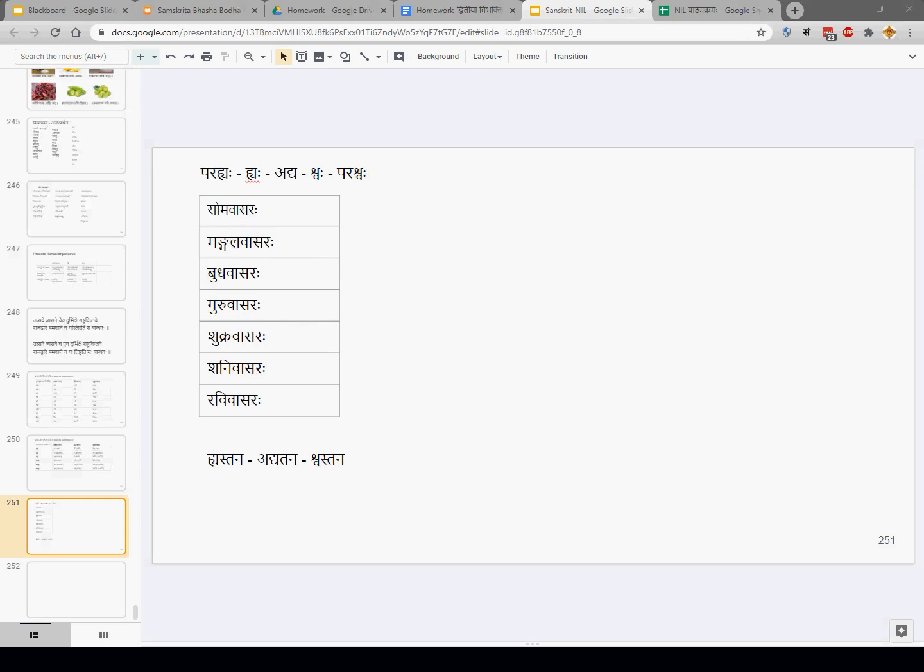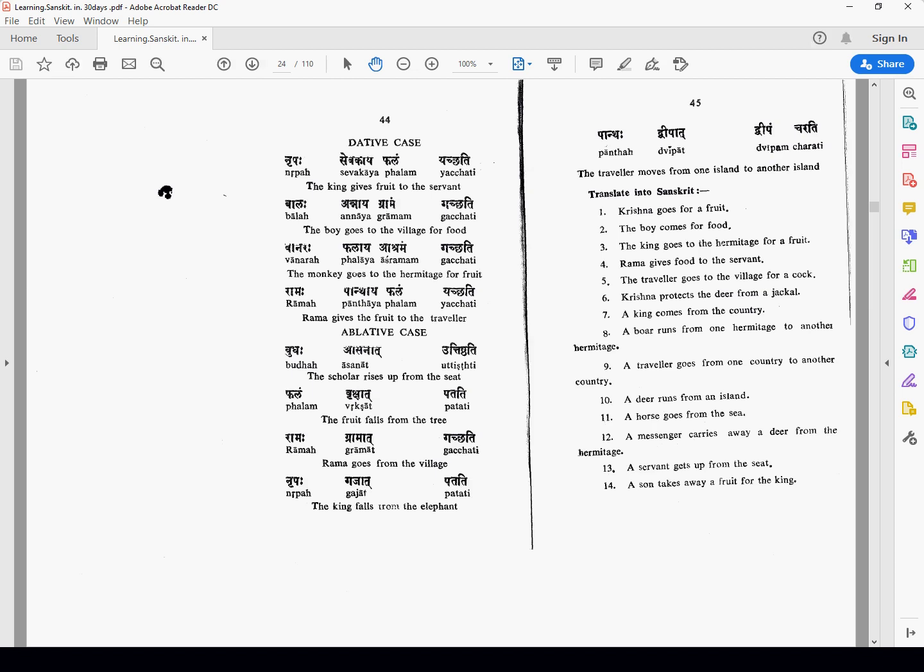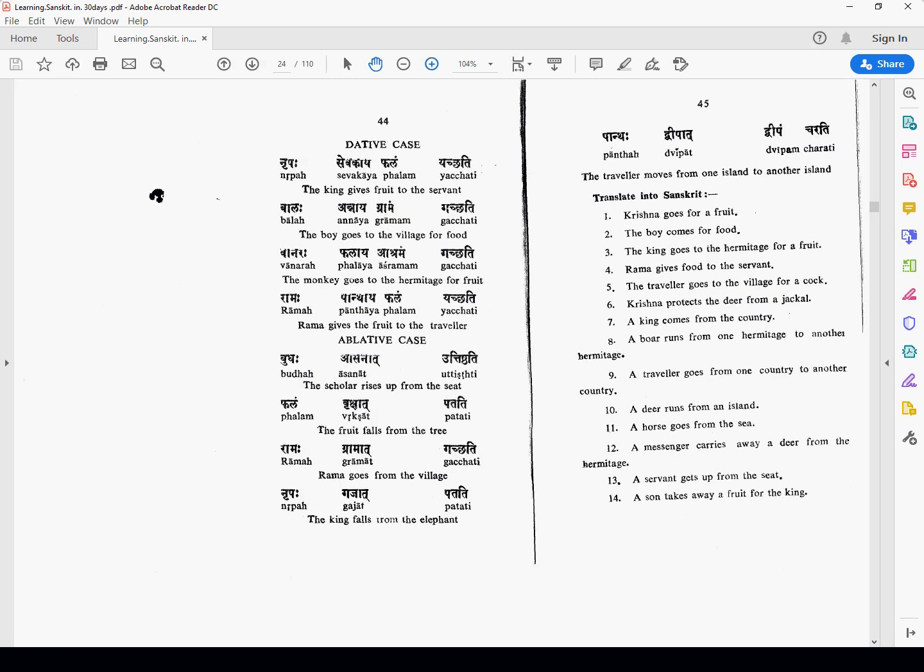So similarly, we can use Hastana, Shastana also if you want to. Moving on to the next topic.